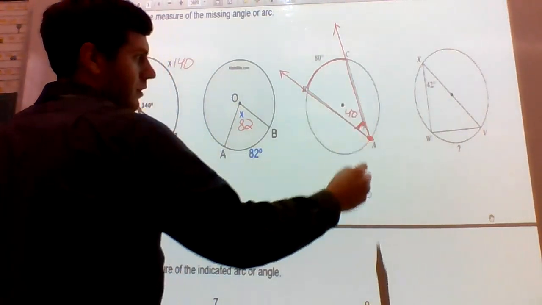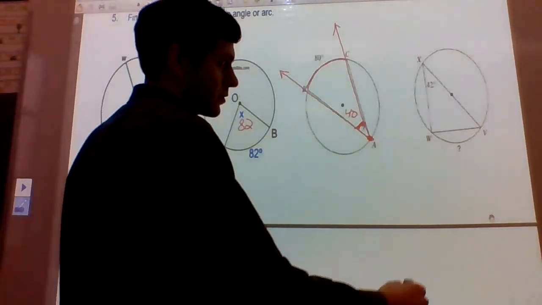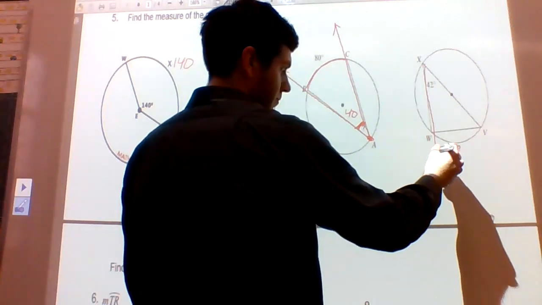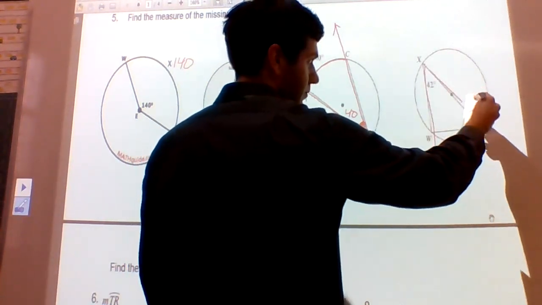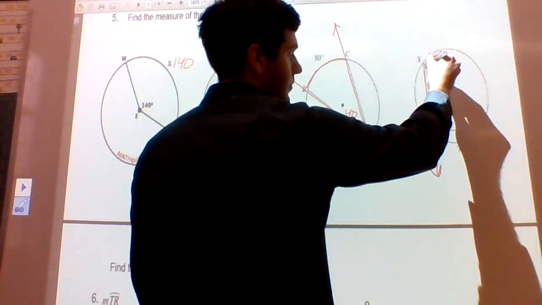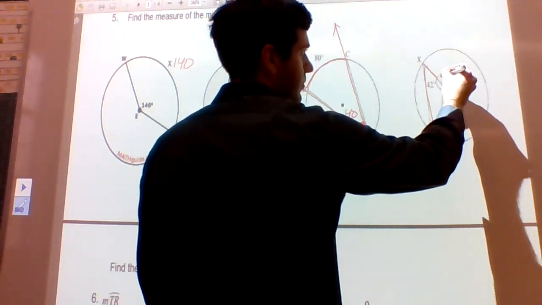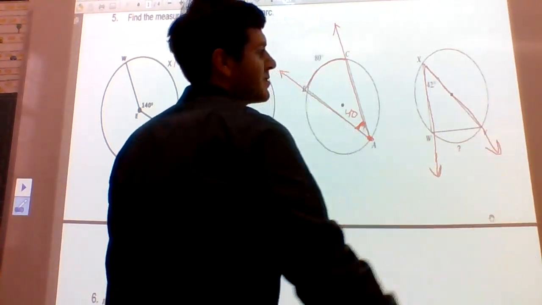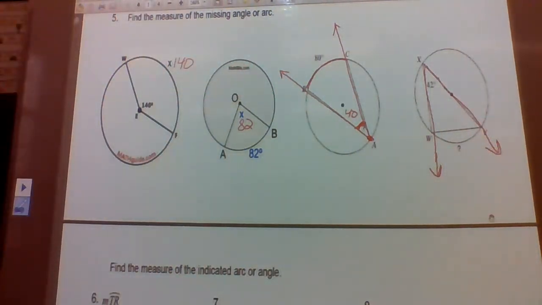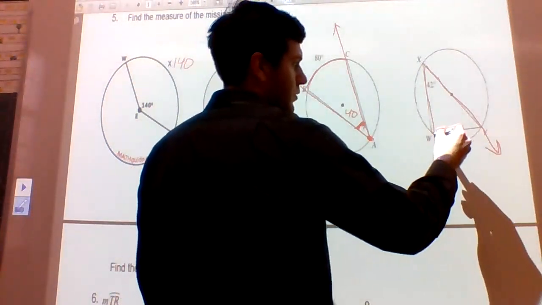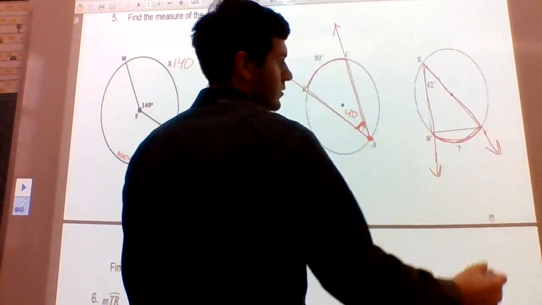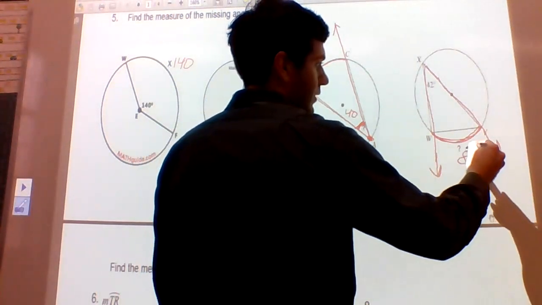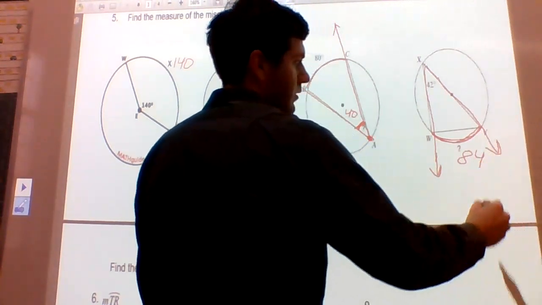Okay, the last one, again, we have an inscribed angle. I could draw on the line. Okay. So our intercepted arc here is WB. So the measure of the intercepted arc is going to be twice the measure of the inscribed angle. So this is going to be 42 times 2, which is 84.